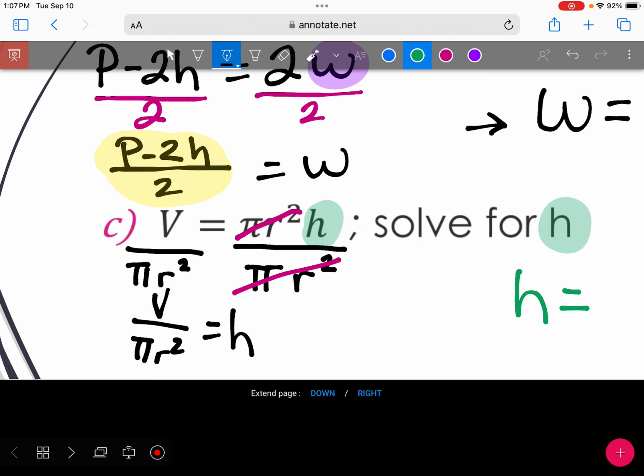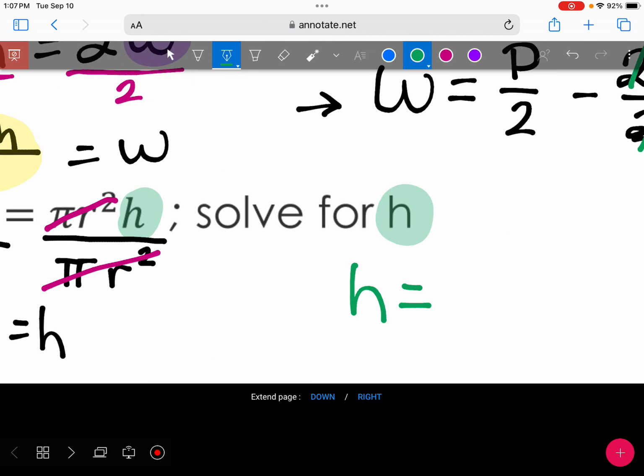So again, we can just make it switch sides. H equals is the same thing as equals H. So this is V over pi r squared. These equations are all actual formulas.